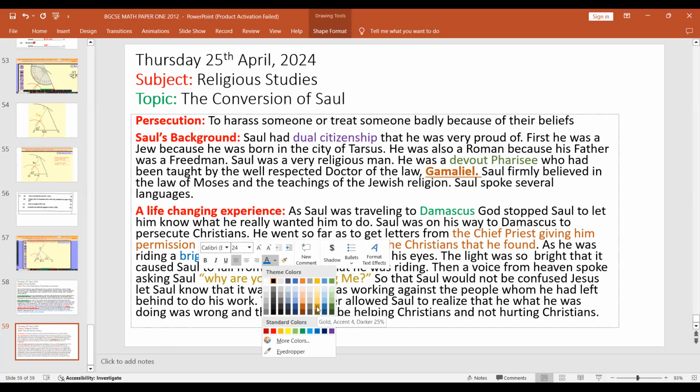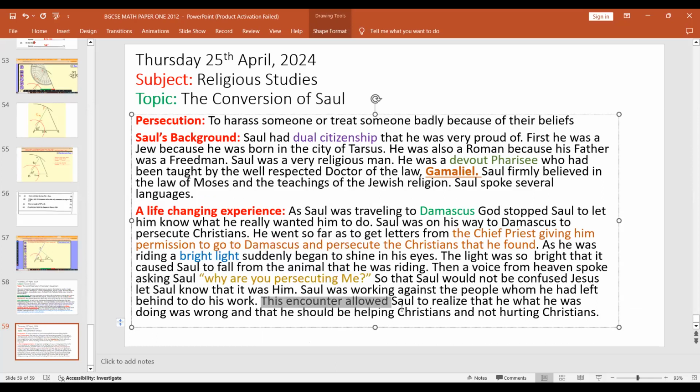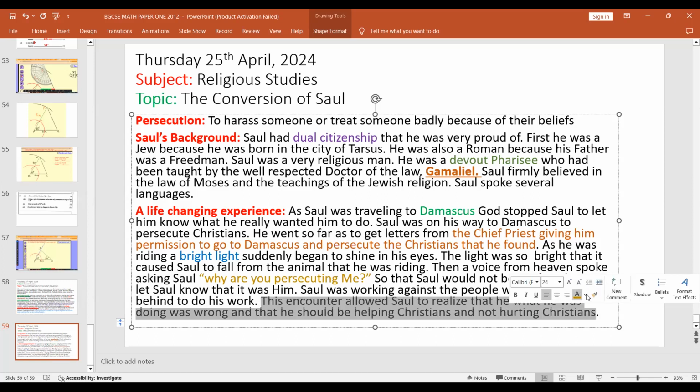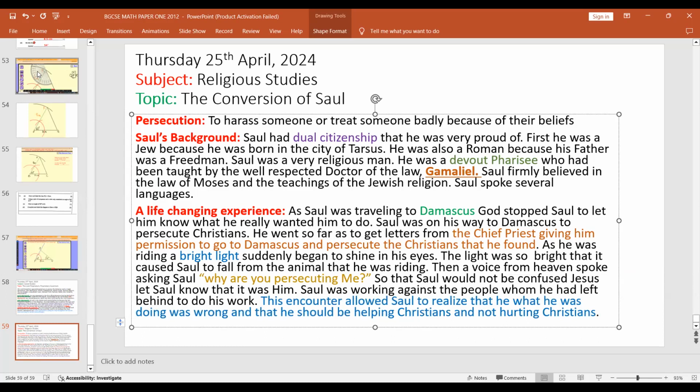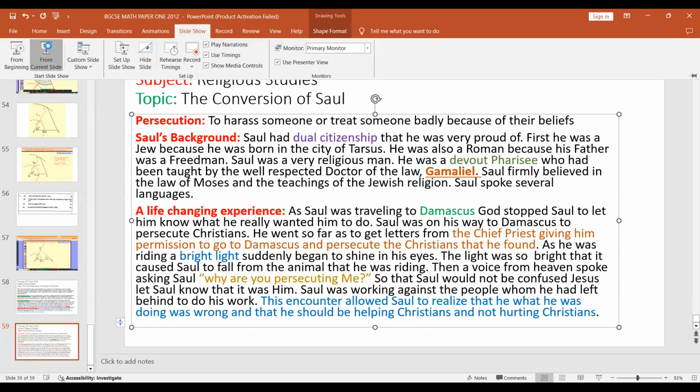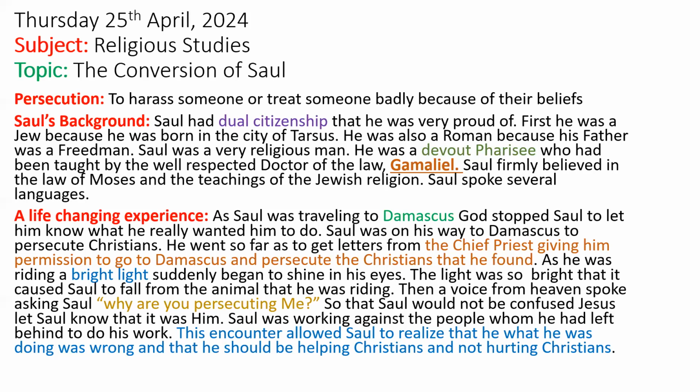As Saul was traveling to Damascus, God stopped Saul to let him know what he really wanted him to do. Saul was on his way to Damascus to persecute Christians. He went so far as to get letters from the chief priest giving him permission to go to Damascus and persecute the Christians that he found. As he went riding, a bright light suddenly began to shine in his eyes. The light was so bright that it caused Saul to fall off the animal that he was riding.